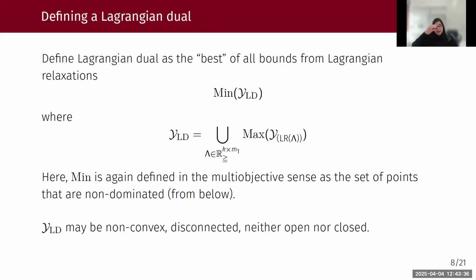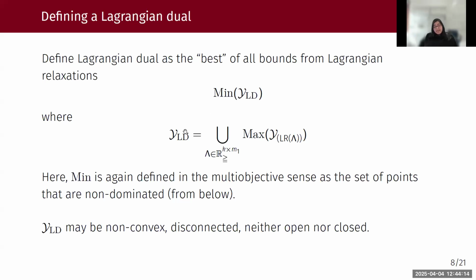And then again, sticking with convention, the dual is defined as the best of all bounds from Lagrangian relaxations. So if I take the non-dominated set for every relaxation, take the union and find the minimal points of that set, that would give me the tightest, the lowest bounds from all my Lagrangian relaxations. Except it turns out this way of defining the dual, while it's very reasonable and it'll give us some strong duality as we expect mathematically, is not something we will ever try to solve.